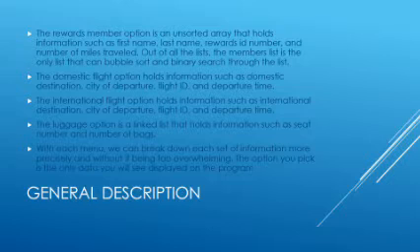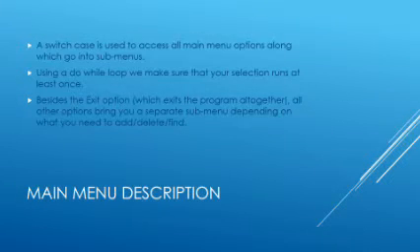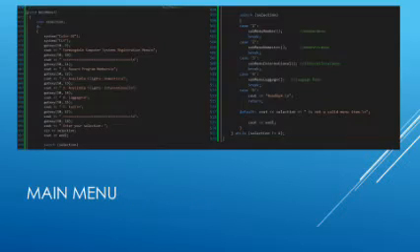With each menu, we can break down each set of information more precisely and without it being too overwhelming. The option you pick is the only data you will see displayed on the program. A switch case is used to access all main menu options, along which go into submenus. Using a do while loop, we make sure that your selection runs at least once. Besides the exit option, which exits the program altogether, all other options bring you a separate submenu depending on what you need to add, delete, find.